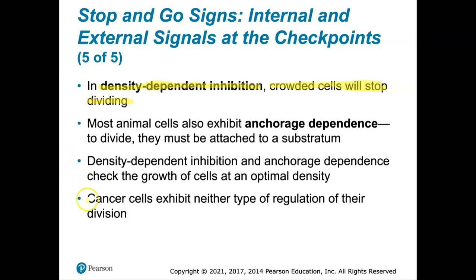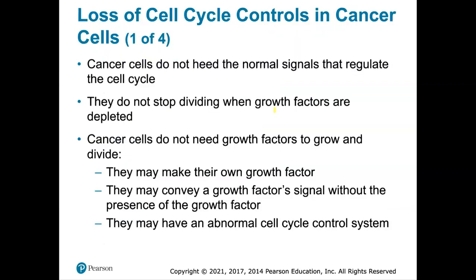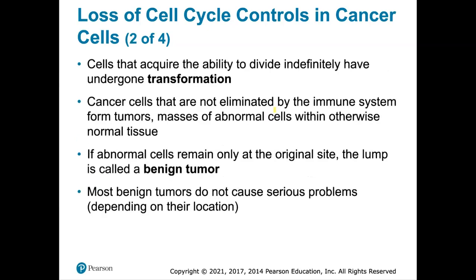And we will talk about cancer because that is when mitosis goes out of control. It's uncontrolled cell division. So cancer cells exhibit neither type of regulation of their division. They don't exhibit density-dependent inhibition nor anchorage dependence, which is a different type of control. Well, I guess we're talking about cancer a little bit now, so I will.